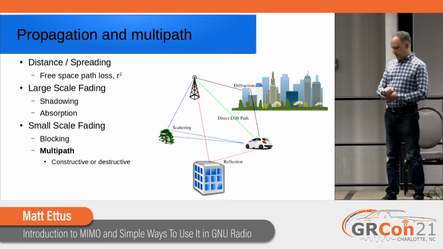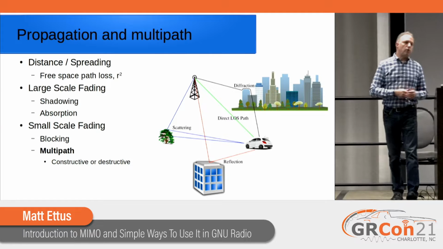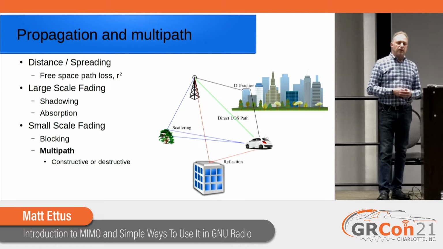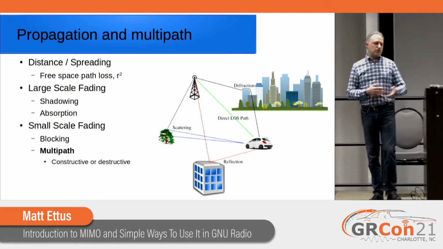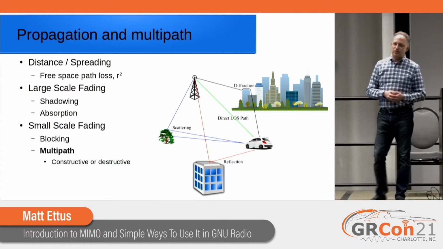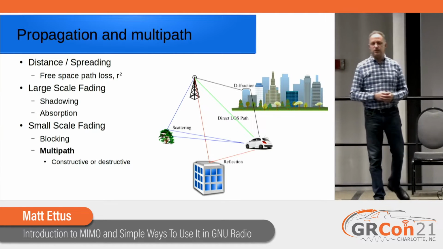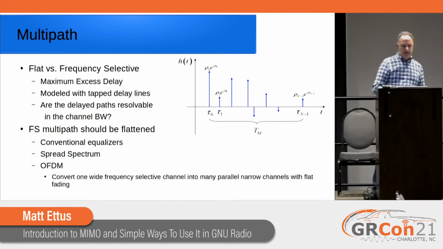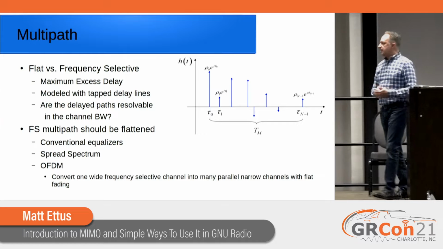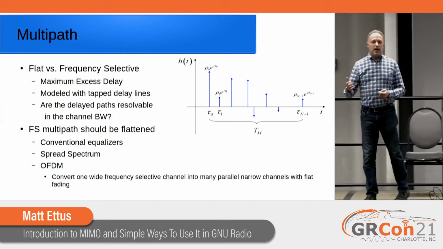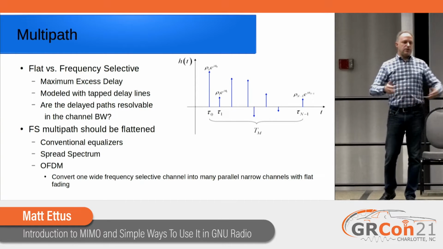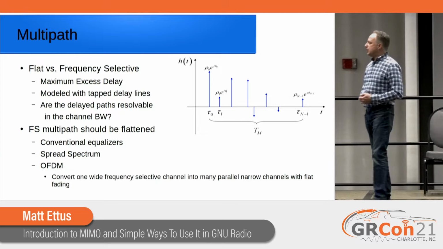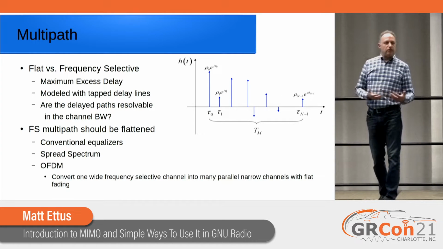So multipath is a phenomenon that can be both constructive or destructive. But for the most part, the constructive is not as helpful as the destructive is hurtful in most of our communication systems, and so we really try to mitigate this. But what exactly is multipath? We know it's signals bouncing off of things, and those things can move, and the channel can change. But how do we characterize it?